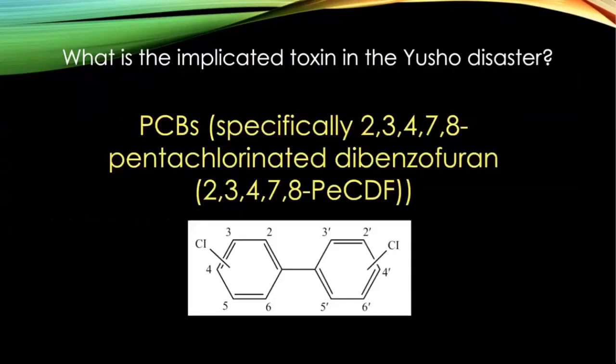What was the implicated toxin in the Yusho disaster? It was PCBs that contaminated the rice oil and heat exchangers during the production of the oil that were originally identified as the cause of Yusho. In the late 1970s, it was found that the rice bran oil was contaminated not only with PCBs, but also various dioxins and dioxin-like compounds.